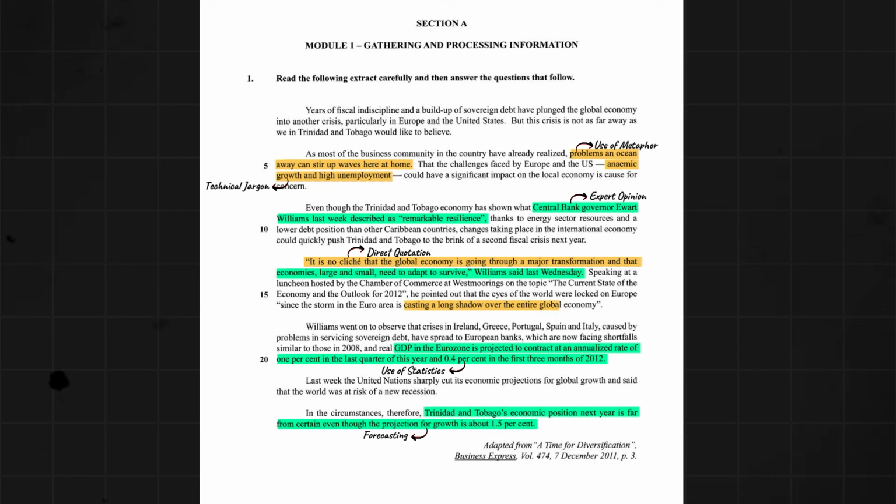Casting a long shadow over the entire global economy seems like an exaggeration to me. And there's also the use of euphemism where they say shortfalls similar to those in 2008. There's also the use of alliteration, but maybe not intentional. The repetition of the t sound in Trinidad and Tobago shows alliteration.